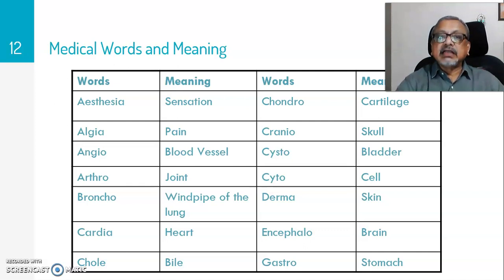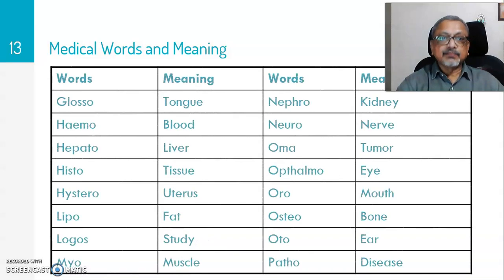Chondro is cartilage. So cells of the cartilage are known as chondrocytes. Cranio is skull. Cysto is bladder. Cyto is cell. Derma is skin. Encephalo means brain. You have heard encephalopathy. Encephalitis, inflammation of the brain. Gastro means the stomach. Gastritis you are aware of.